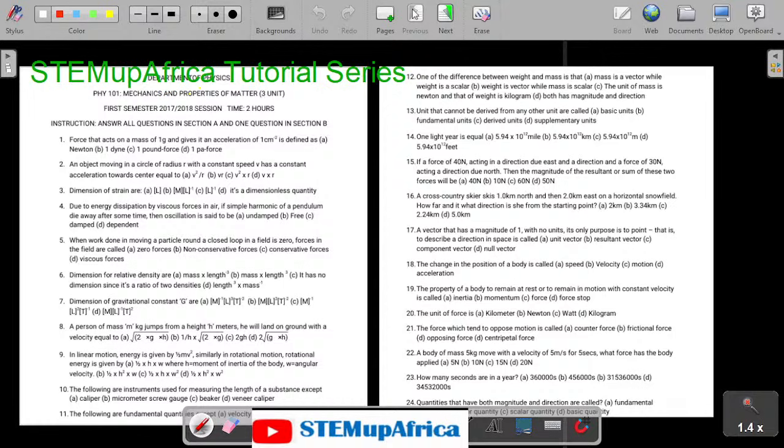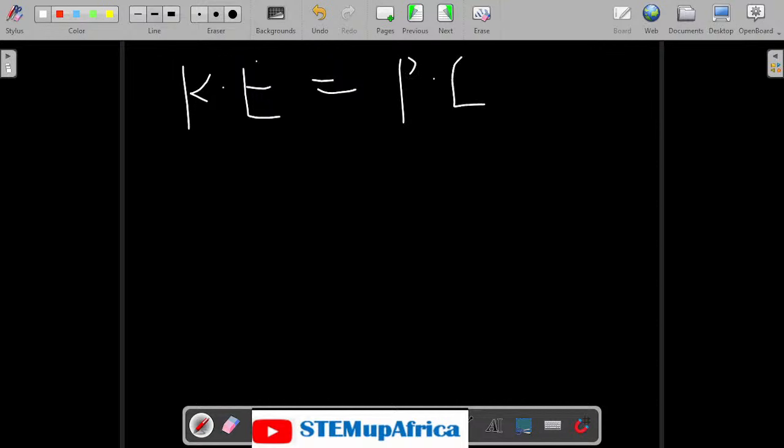Then number 8, we have a person of mass m kilogram jumps from a height h meter and lands on the ground with a velocity equal to what? So this is the concept of conservation of energy. For energy to be conserved, it means there's no loss of energy. That means, in this case, the kinetic energy is equivalent to the potential energy. That's the only way energy can be conserved. Your KE is equal to your PE. So if KE equals PE, that is kinetic energy equals potential energy.